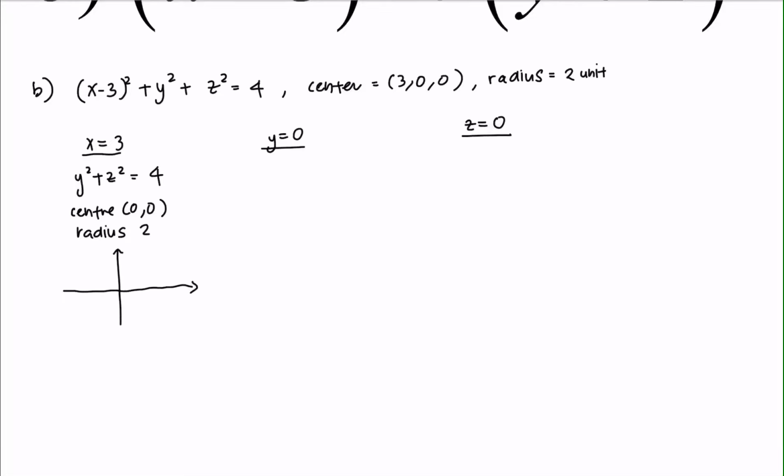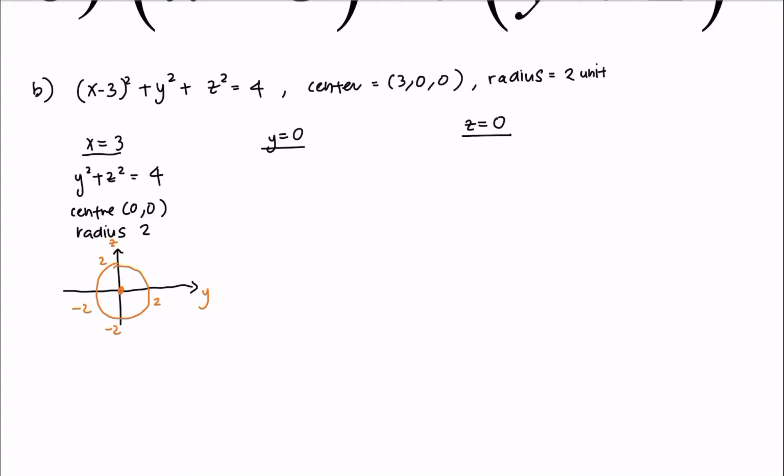At center 0, 0 and radius 2, meaning that it will go through minus 2 and 2. Here is the center, with minus 2 and 2, where the graph is on the y z plane, at the x equal to 3 plane.